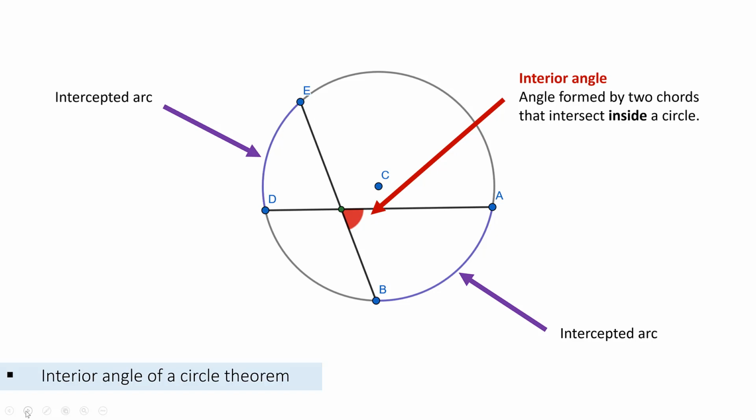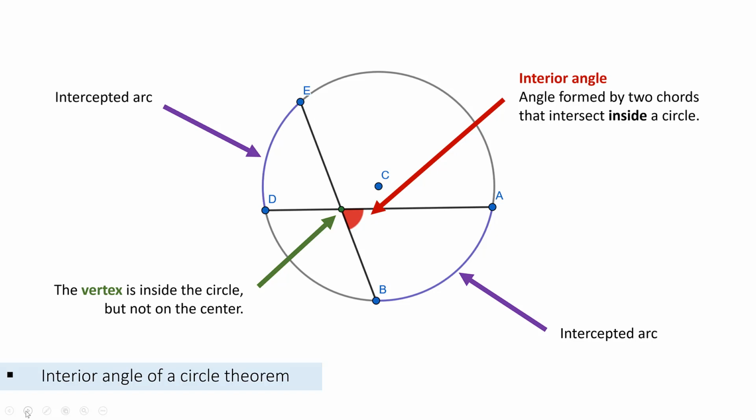It's important to note that the interior angle, although it is inside the circle, is never in the center, because if the vertex of the interior angle is in the center, it becomes a different type of angle called the central angle. The interior angle is inside the circle, but not in the center.